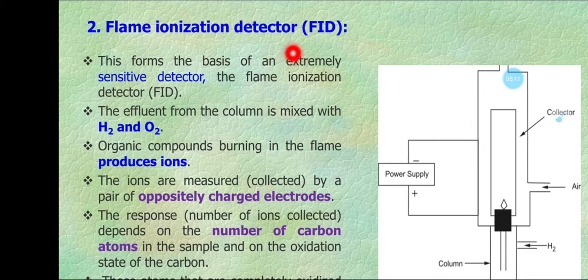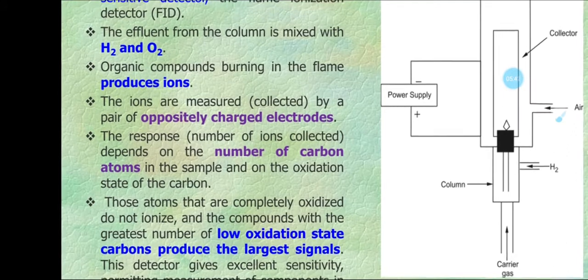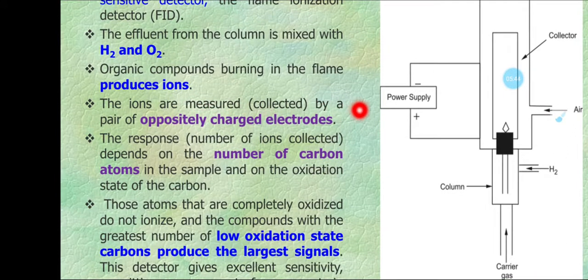Shortly we call this detector the FID detector. This forms the basis of an extremely sensitive detector, the flame ionization detector. The effluent coming from the column is mixed with H2 and O2. The H2 is used for the flame and O2 helps to burn the flame. Organic compounds burning in the flame produce ions. The ions are collected by an opposite pair of electrodes, and that will record the current.